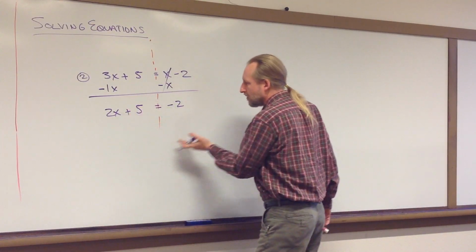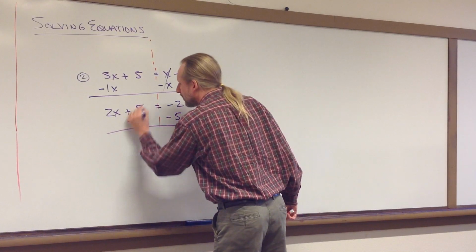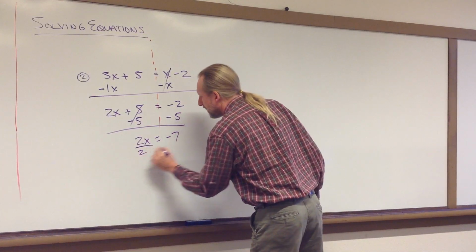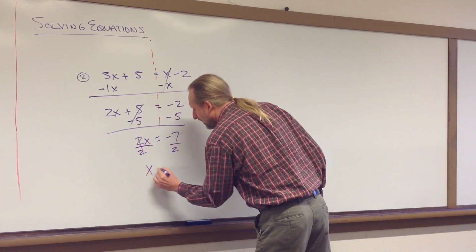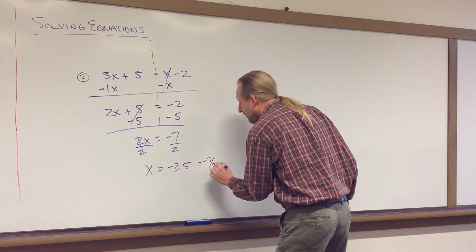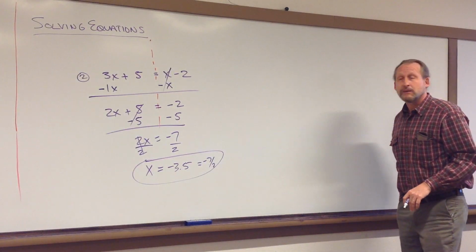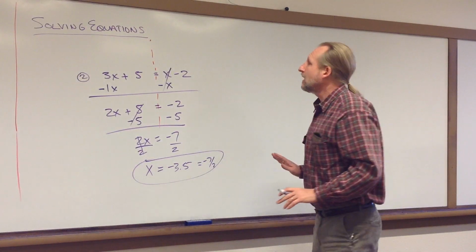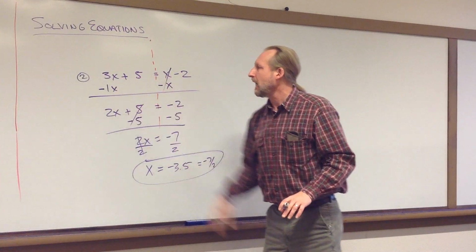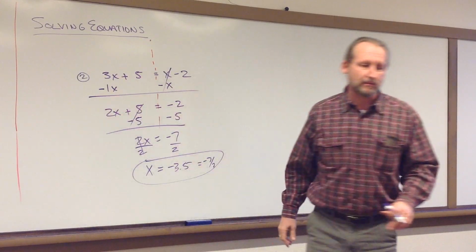So now we want to cancel out this 5 by subtracting 5 on both sides. And that gives us 2x equals negative 7. And then we divide on both sides by 2. And we get x is negative 3.5 or negative 7 over 2. Okay, so that's the new concept on this assignment, is when you've got x's on both sides, you're going to need to do the opposite to combine them together. Okay?